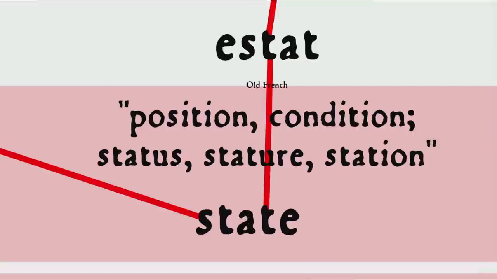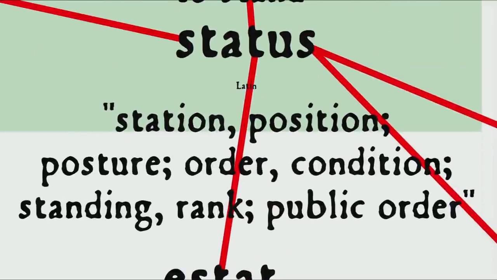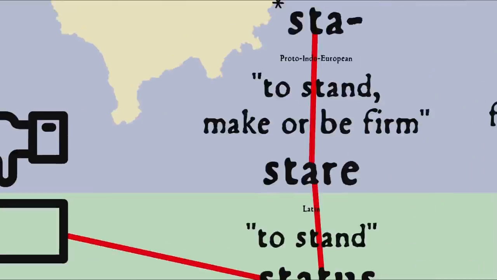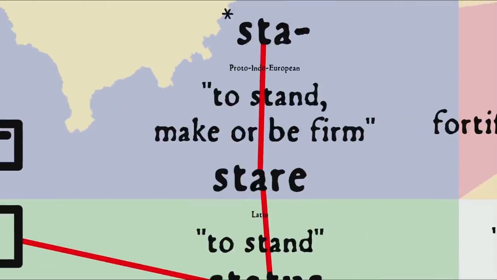As for the word state, it first appears in English around the year 1200, but this is in the general sense, circumstances, position in society, temporary attributes of a person or thing, conditions. It comes in part through Old French estat, position, condition, status, stature, station, and in part directly from Latin status, position, place, way of standing, posture, order, arrangement, condition, which could figuratively mean standing, rank, public order, community, organization, from the verb stare, to stand, ultimately traceable back to the PIE root sta, to stand, make, or be firm.